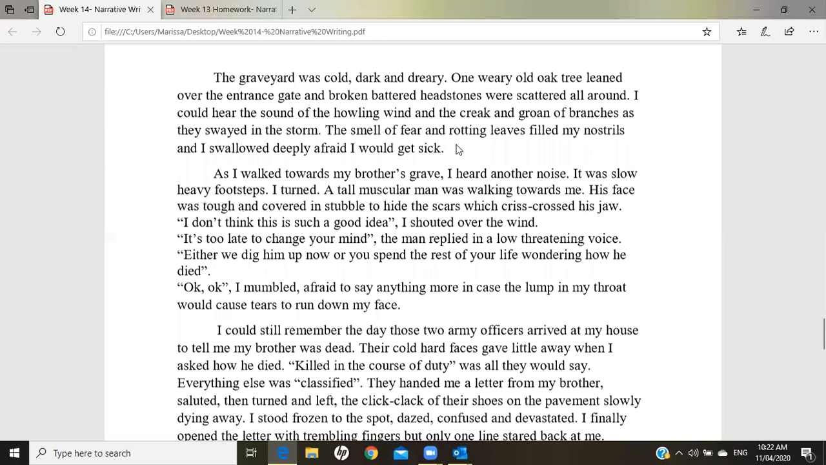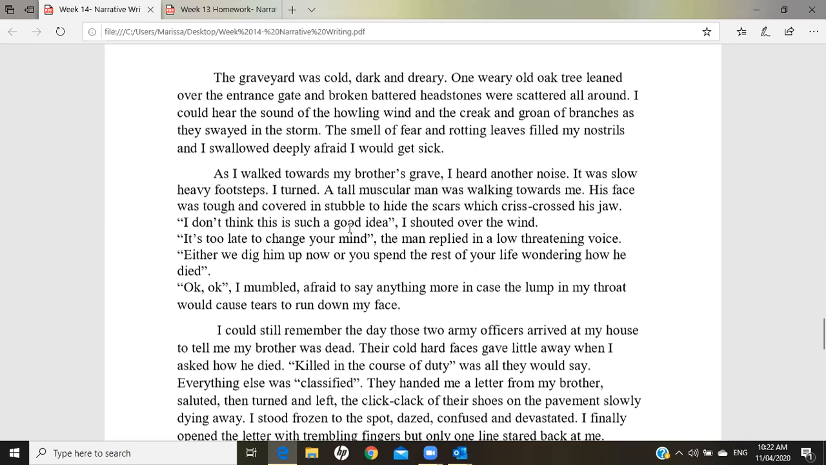The smell of fir and rotting leaves filled my nostrils, and I swallowed deeply, afraid I would get sick. As I walked towards my brother's grave, I heard another noise. It was slow, heavy footsteps. I turned. A tall, muscular man was walking towards me. His face was tough and covered in stubble to hide the scars which crisscrossed his jaw.